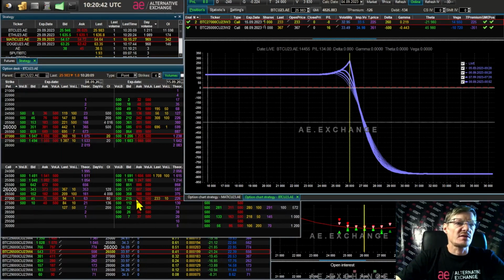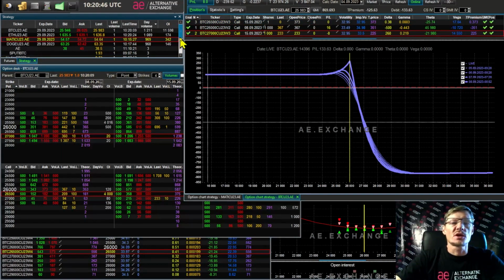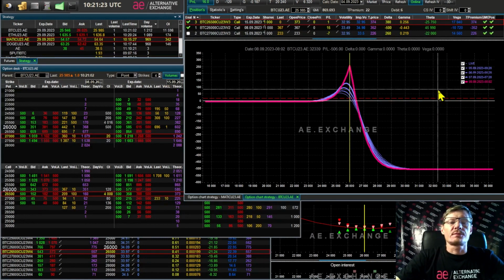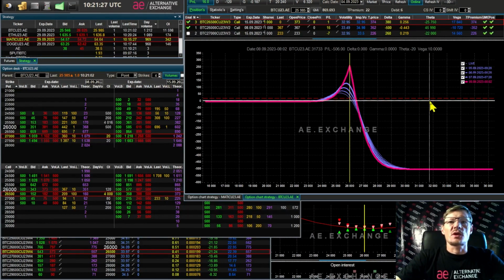If I had chosen 26,500, I would have reduced my risk level. Now, let's give it a try. A couple of minutes, I'll change the data. And now we've got another diagonal spread. As you can see, this chart is very different from the calendar spread.